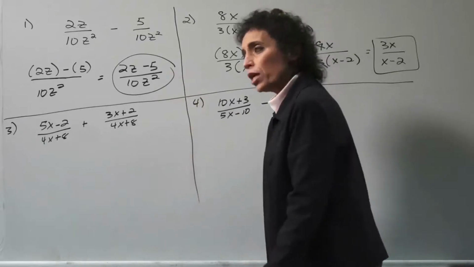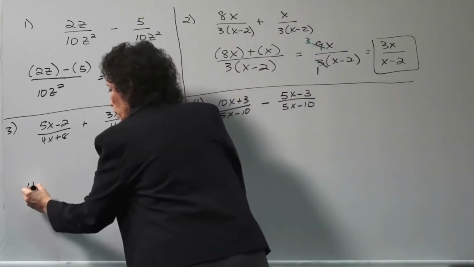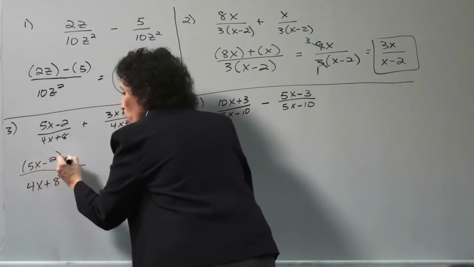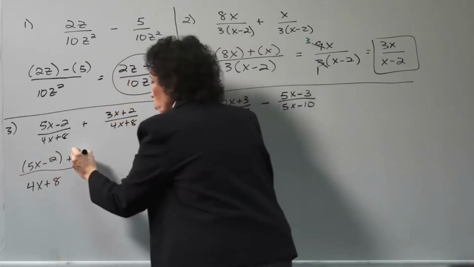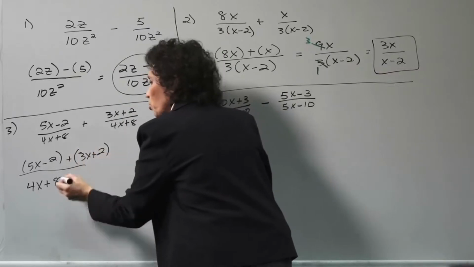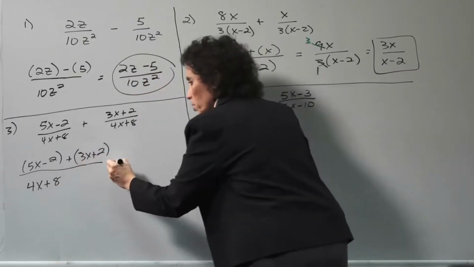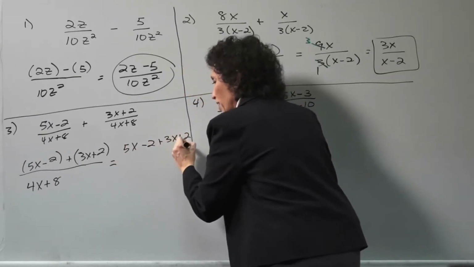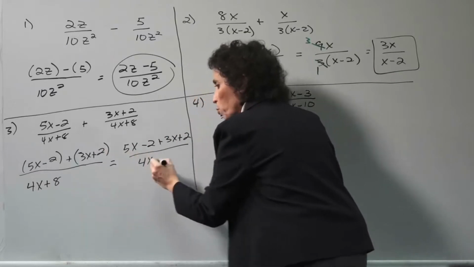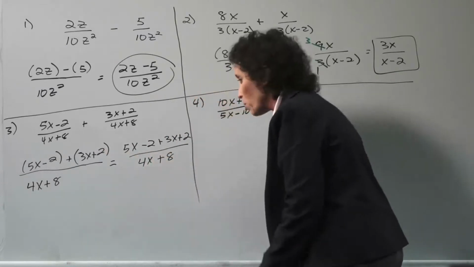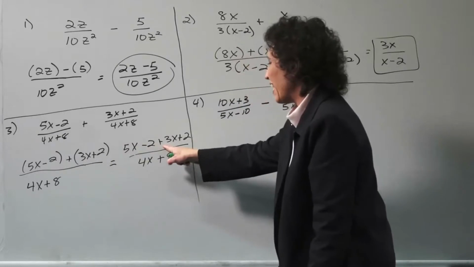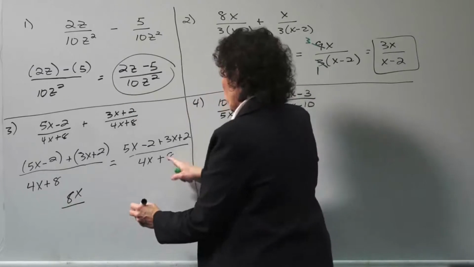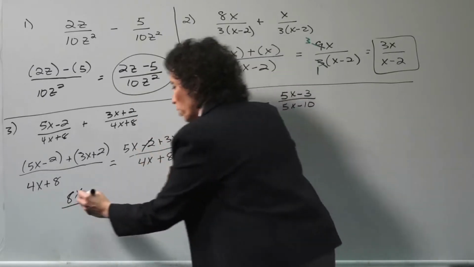Okay, let's look at number 3. Number 3, same denominator. 5x minus 2 plus 3x plus 2. Notice you don't need those parentheses. So this is just really 5x minus 2 plus 3x. I rewrote that because I keep telling you not to go straight from parentheses to your answer, so I can't do it either, right? 5x plus 3x is 8x. We get 8x over, because minus 2 plus 2 drops out, 4x plus 8.